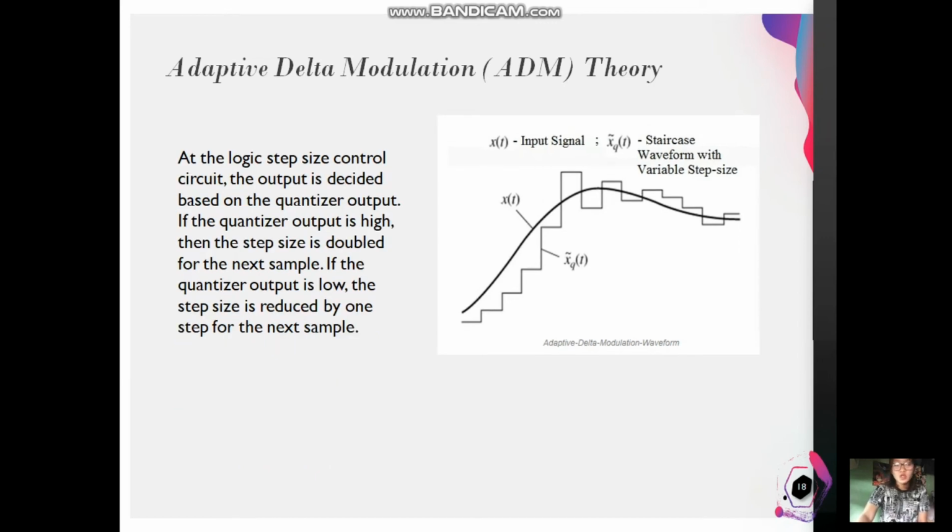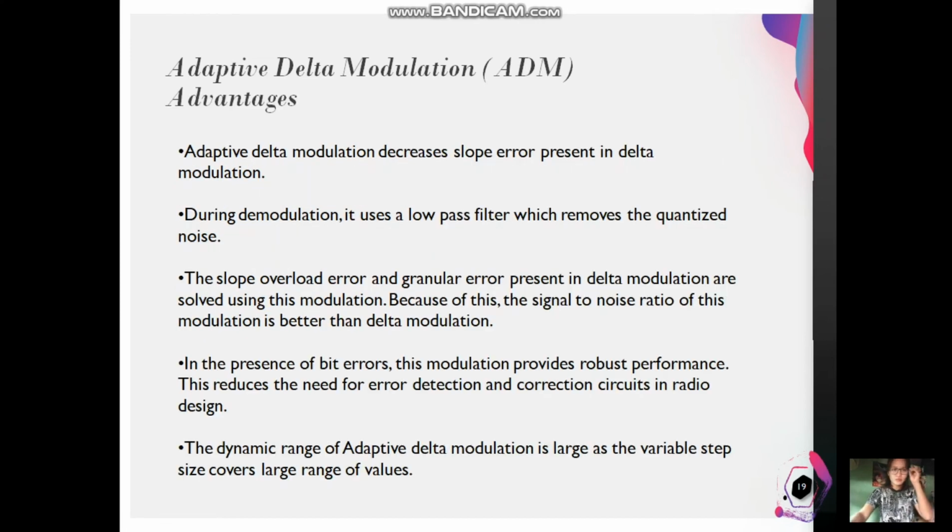At the logic step size control circuit, the output is decided. If the quantizer output is high, then the step size is doubled for the next sample. If the quantizer output is low, the step size is reduced by 1 step for the next sample.